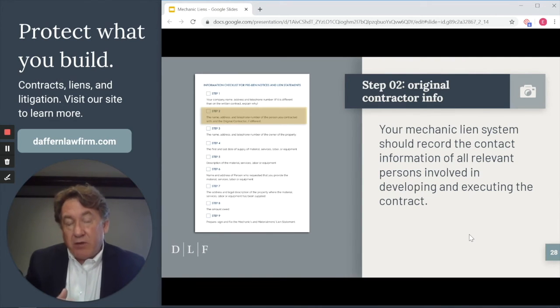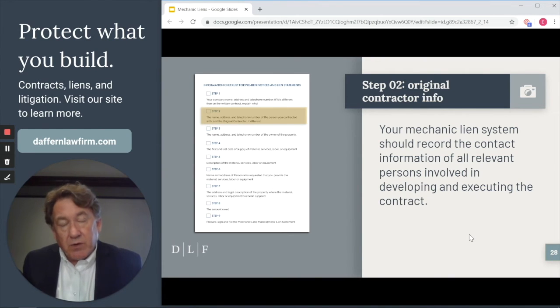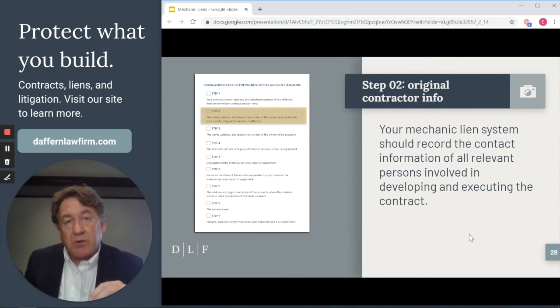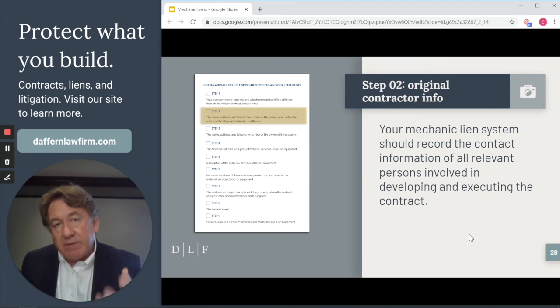Now, you may be the general contractor or the original contractor, or you may be a sub-supplier or a subcontractor, and your contract is not with the owner. You still need to have the information, and that's one reason that you always, in your contract, if you're a subcontractor, make sure you identify who the original contractor is in the contract. So when you negotiate that subcontract, make sure that the general contractor or the original contractor identifies who the original contractor is so that you can have that information.